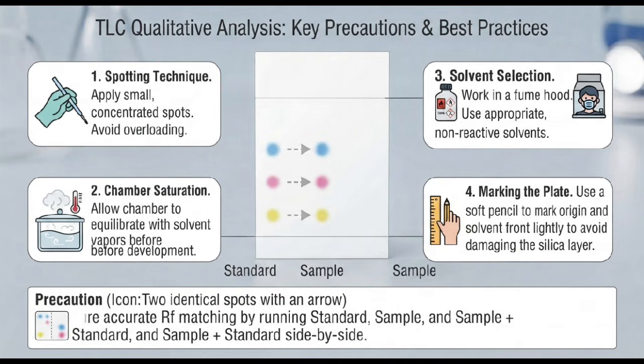Important precautions. For reliable TLC results, several precautions should be followed. Use a clean TLC plate and avoid touching the silica surface. Apply small and well-defined spots. Ensure the solvent level remains below the baseline. Use a suitable and properly prepared mobile phase. Avoid disturbing the developing chamber during development. Mark the solvent front immediately after removing the plate. And always document the chromatogram and relevant experimental conditions.